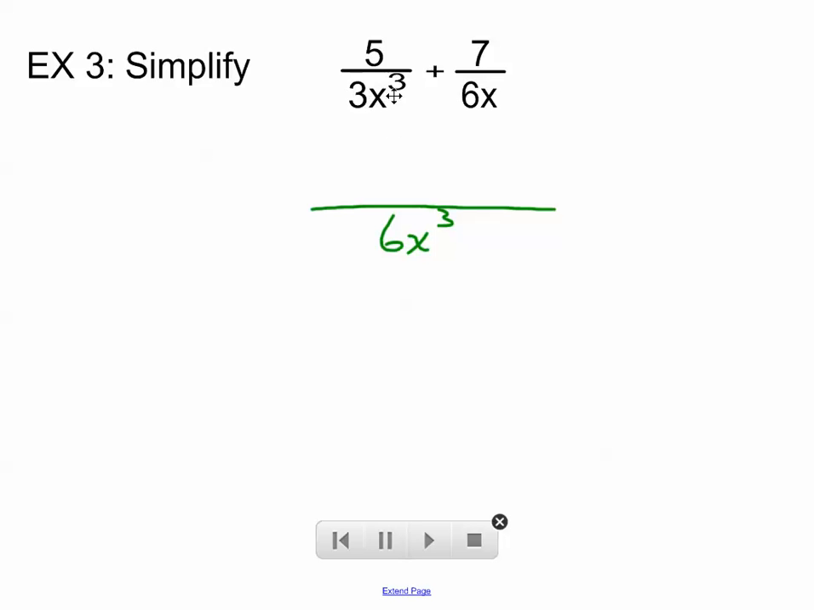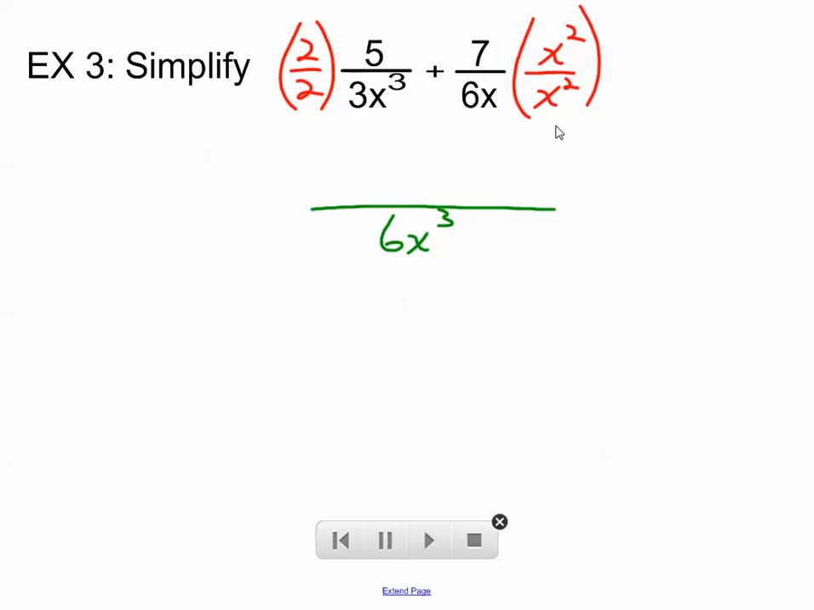So the first one, we already have the x cubed. How do we turn the 3 into a 6? Multiply it by 2. Whatever you do to the denominator, you have to do to the numerator. Over here, how do we make this 6x into 6x cubed? We've already got the 6. If we multiply the x by x squared, then we'll get 6x cubed.